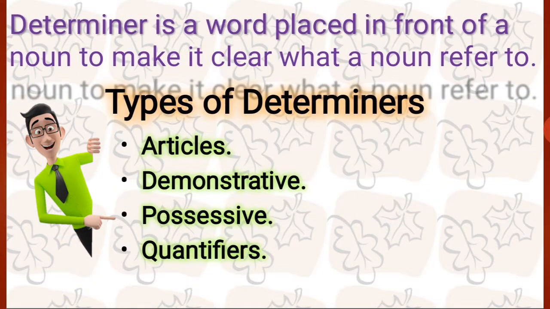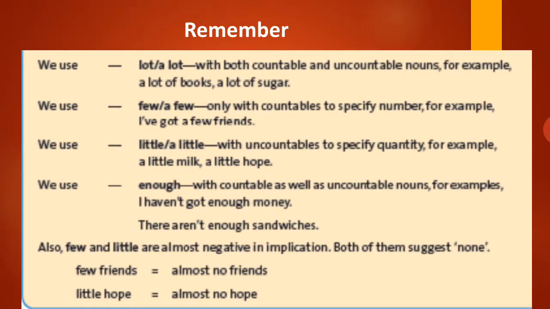So, dear kids, we discussed determiners in the last two videos, and we came to know that a determiner is a word that is used before a noun. It indicates a noun, it refers to a noun. Four determiners are there: articles, demonstrative determiners, possessive determiners, and quantifiers. These all we have covered.